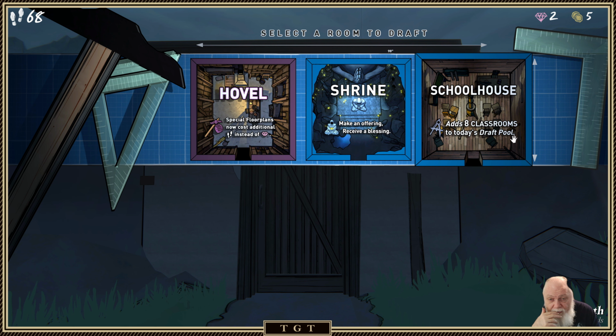Don't know about the blessing we would receive. It's kind of random. Special floor plans cost additional feet instead of gems. That could be helpful. I'm going to go Schoolhouse Strat again. I really want to see classrooms 5, 6, 7, and 8, so I'm going to make kind of a hard push for that today.